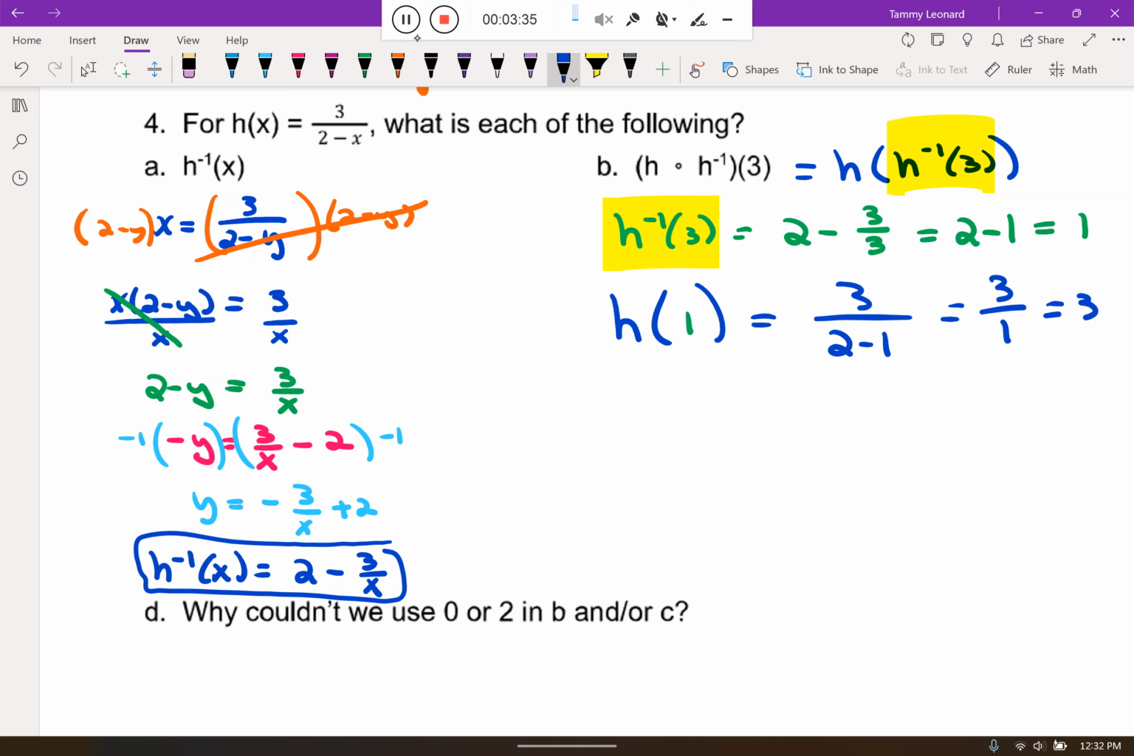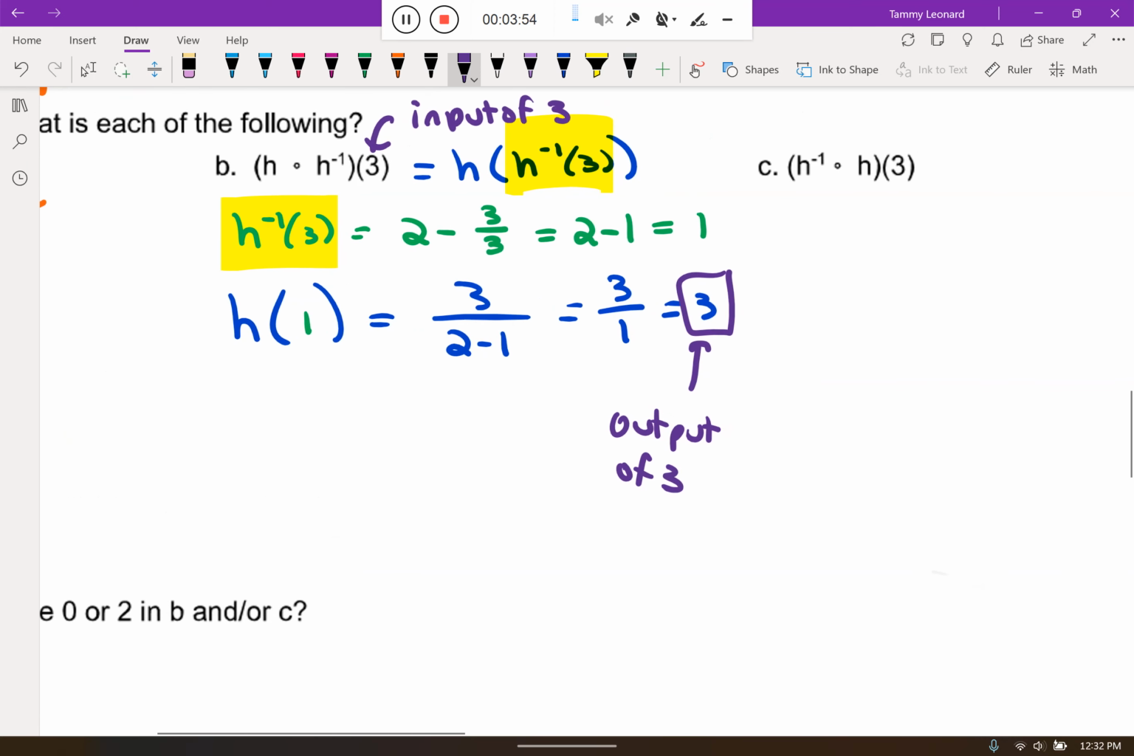Now we want to notice what happened. We started with an input of 3, and we ended with an output of 3. It's kind of interesting that what we originally put in is what we got out. It seems like that's probably not a coincidence.